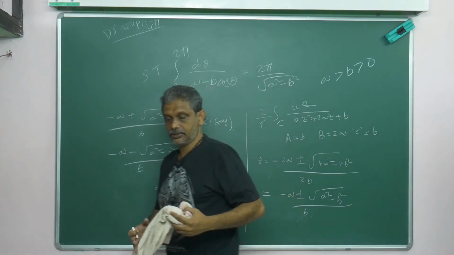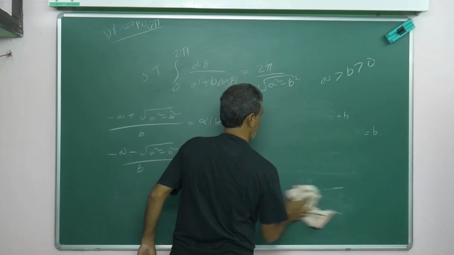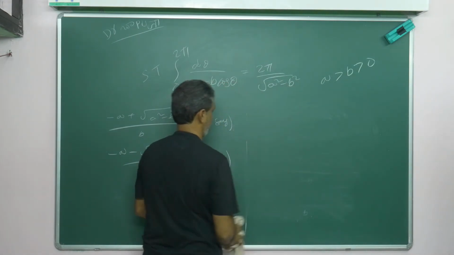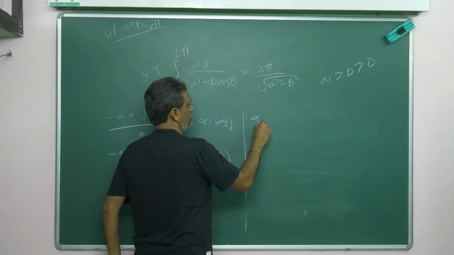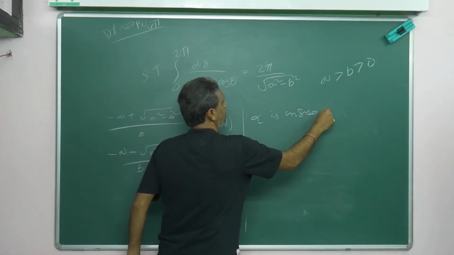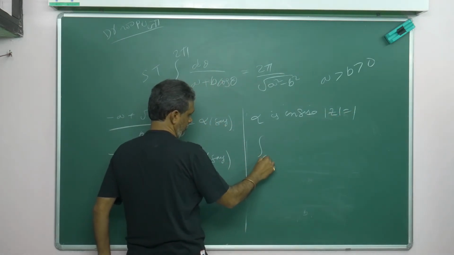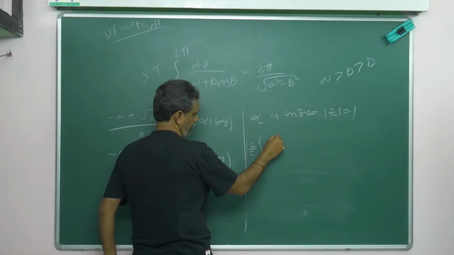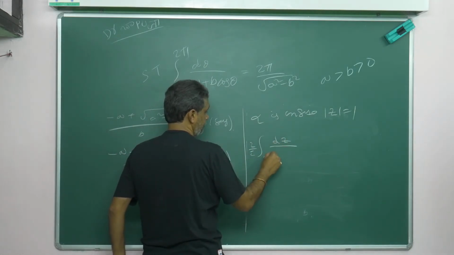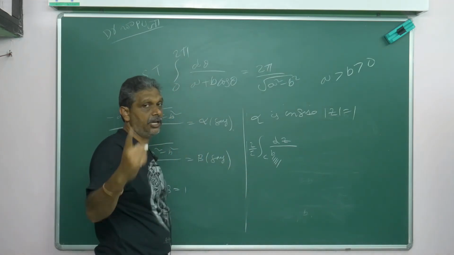Now in these roots, how can I say? Alpha is inside, modulus z is equal to 1. So my whole problem becomes 2 by i, dz by, it's very important. This b, if you forget, the whole thing will collapse.